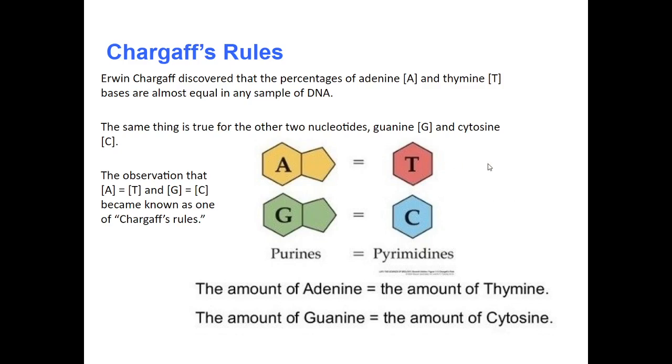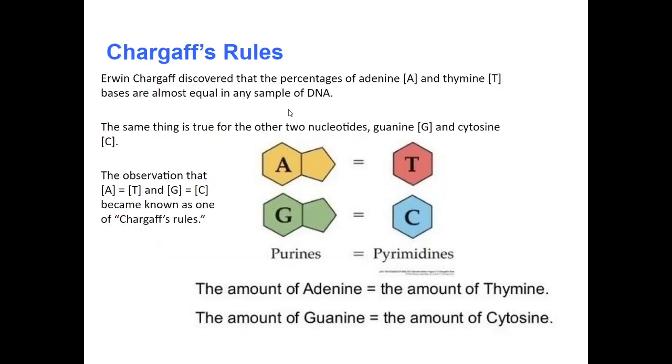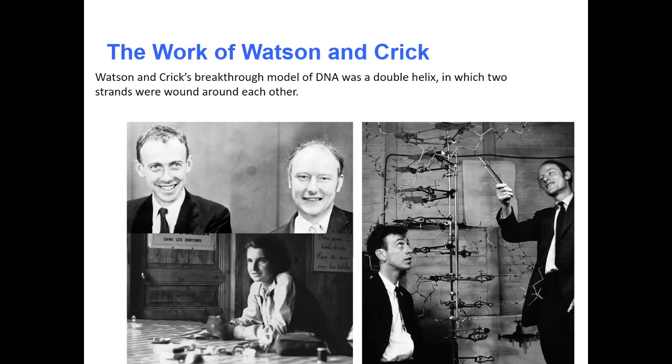Now when the next guys, these guys right here, Watson and Crick, 25 years later, were trying to figure out how this thing goes together, they knew Chargaff's rules, and in fact they're called Chargaff's rules: that there had to be the same amount of adenine as thymine and the same amount of guanine as cytosine.